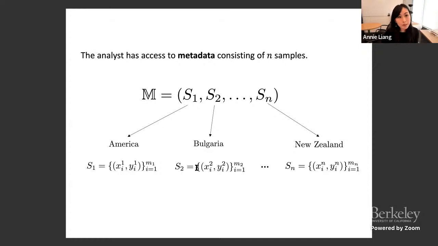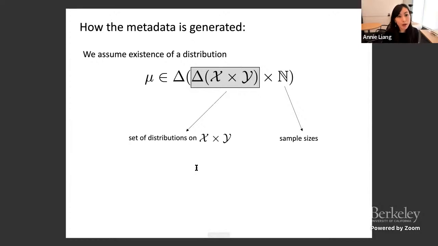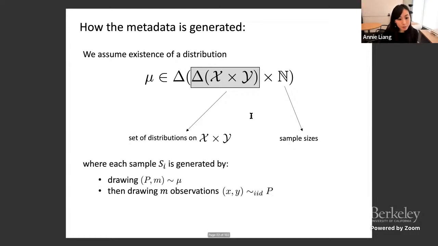And we're going to suppose that the metadata is generated in the following way. We're going to assume existence of a distribution mu on the following space, where the first part is the set of distributions on this Cartesian product, so the set of possible joint distributions for x, y. The second part is the possible sample sizes. And what we're going to suppose is that each sample, S_i, is generated by first drawing a pair, P_m, from this distribution mu.